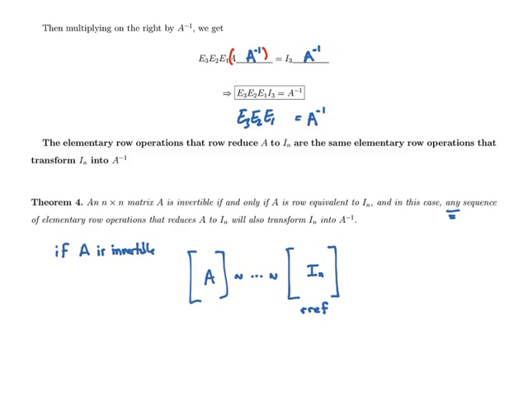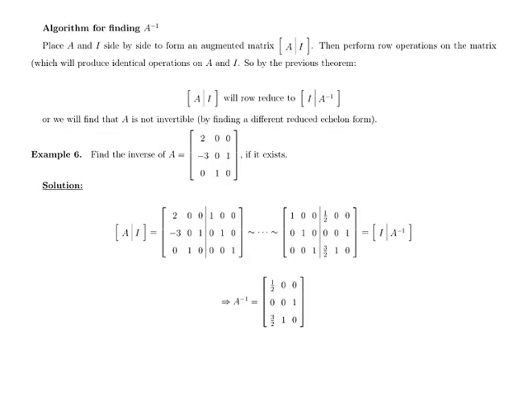This idea that if we row reduce A to I_n is the same as row reducing I_n to A inverse is going to be our algorithm for finding the inverse of A. We'll see that on the next page here.